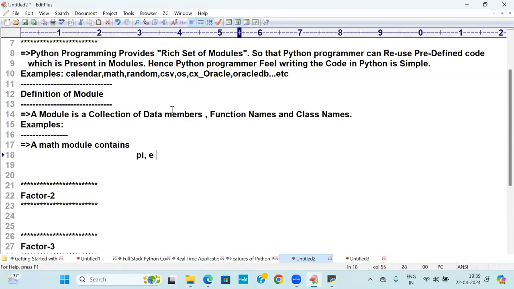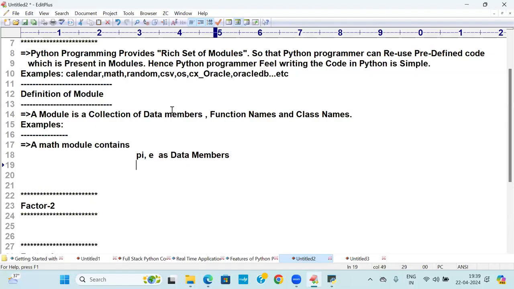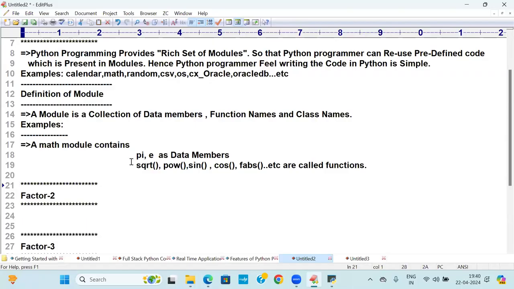Pi, comma, what? E as what here? Data members. Next is called what? SQRT, POW. Next is called sin. Next is called what? Cos. And next is called FABS, etc. Are called what, students? Functions. Are called functions. And here class names are not there. Further, I will tell you what is the meaning of class name. Right now, don't worry about the class name.